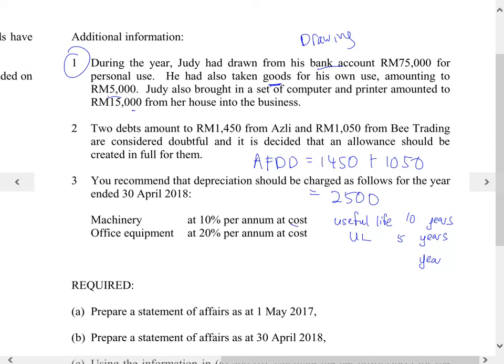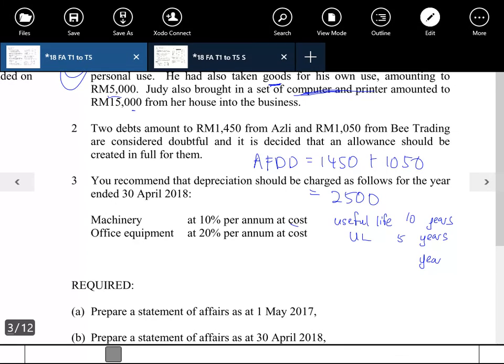Judy also brought in a set of computer, 15. What is this? Additional capital. We have drawing. We have additional capital. This one will appear in our working to find profit later. But take note, we got new asset here. Additional asset.